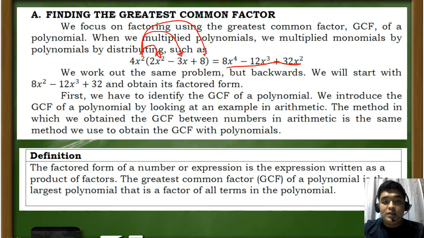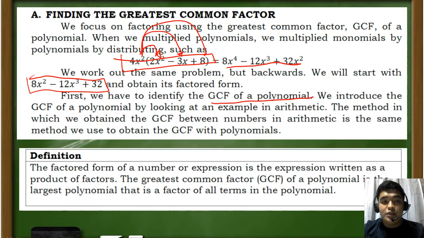We work out the same problem but backwards. We will start with 8x to the power of 4 minus 12x cubed plus 32x squared and obtain its factored form. So again, now we reverse it. This is the given, and if we factor this, this should be the result. This is the factored form. First, we have to identify the GCF of a polynomial.